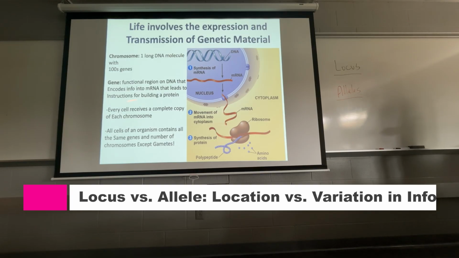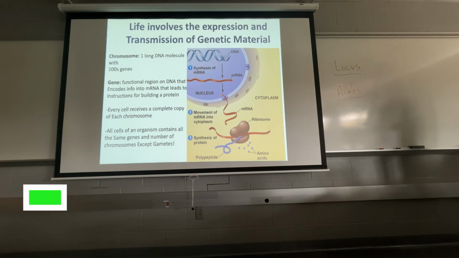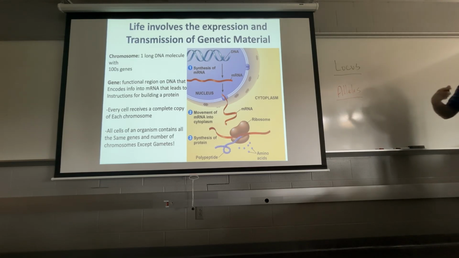So we know every cell receives a complete copy of each chromosome, and if you're a diploid animal, you have two copies, one from mom and one from dad. All cells have the same genes in the same location of each chromosome, and that includes the copy from mom and the copy from dad. And the central dogma is what runs everything, as far as cell biology goes.